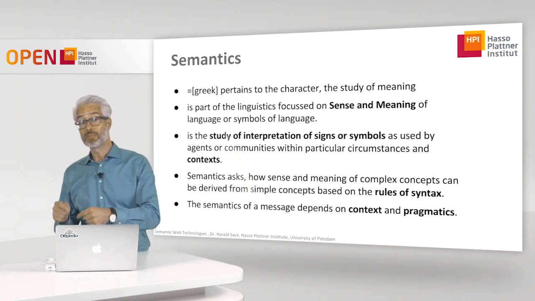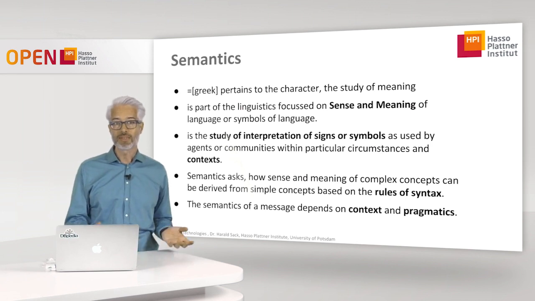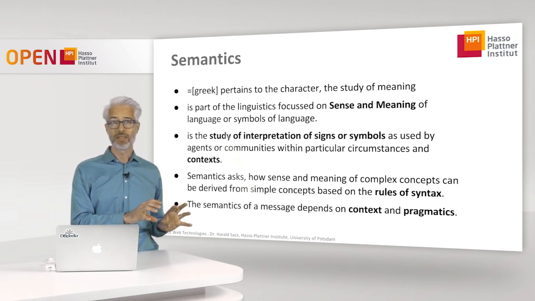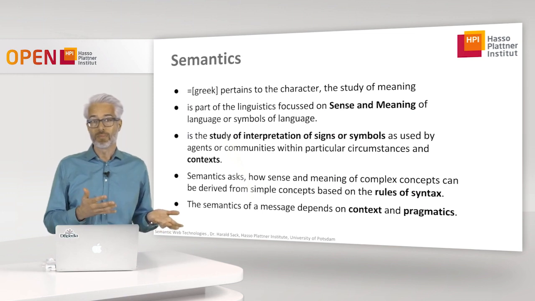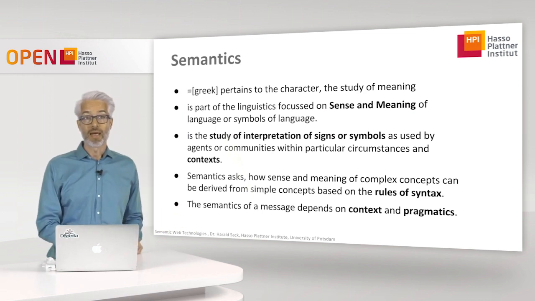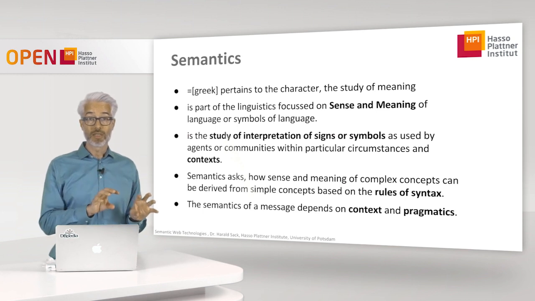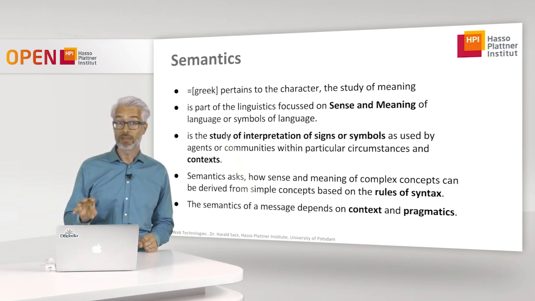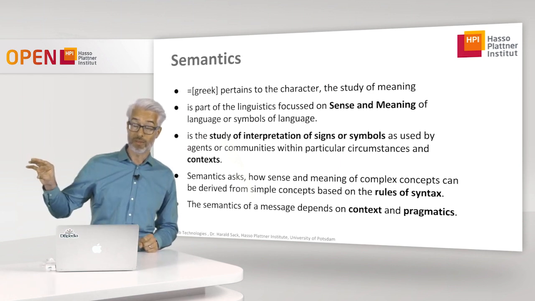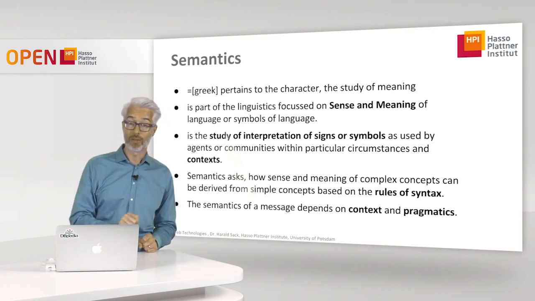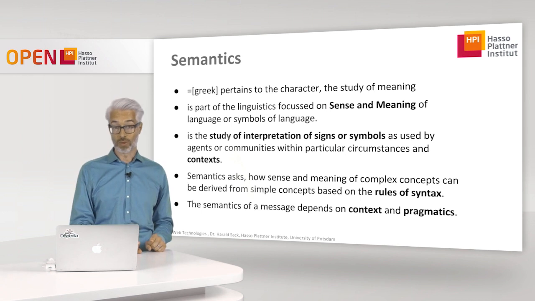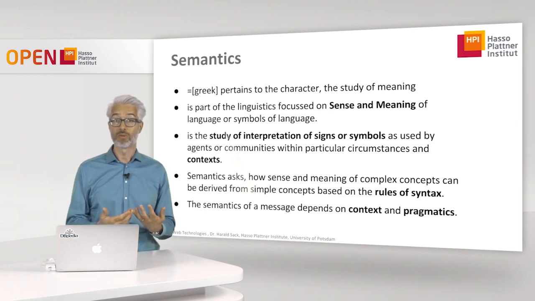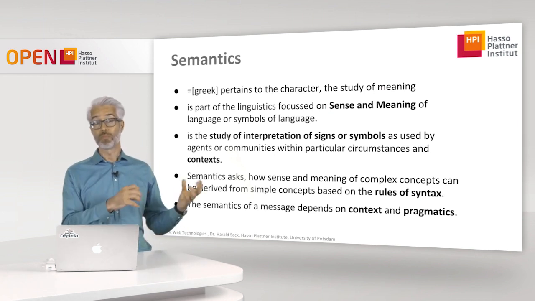the right way to interpret your message. To do this, semantics asks how sense and meaning of so-called complex concepts can be derived from simple and basic concepts. And the nice thing is, semantics tries to do that with the rules of syntax. So there are syntactic rules which enable you to derive the meaning of complex concepts from the meaning of more basic concepts. So this is the way how semantics works. And you see here semantics acts and works with syntax. So it uses the rules of syntax to derive the meaning of more complex things.